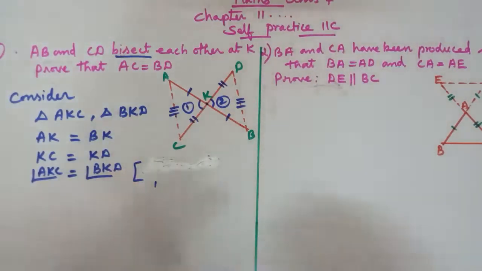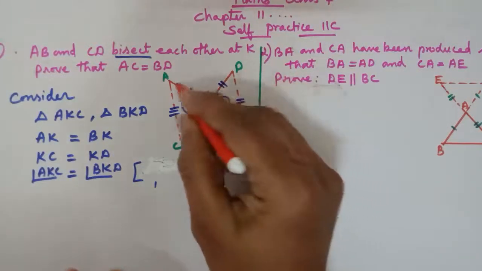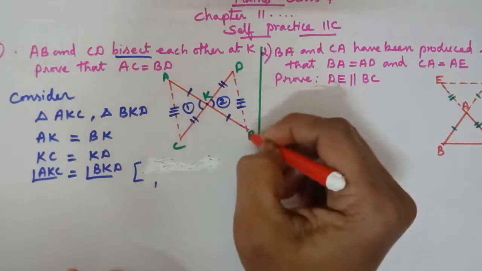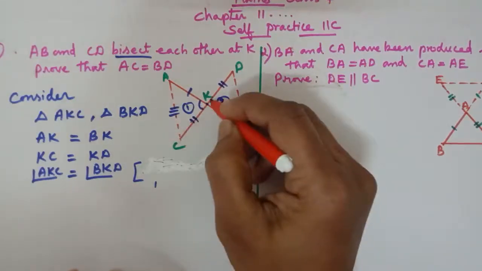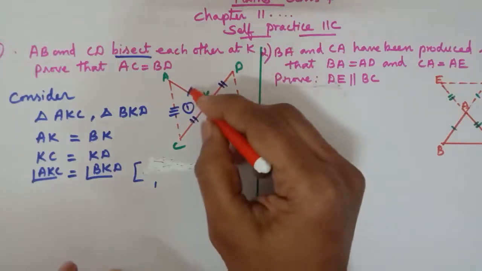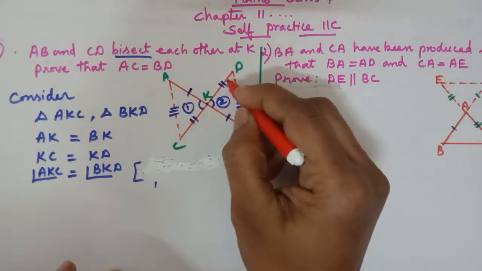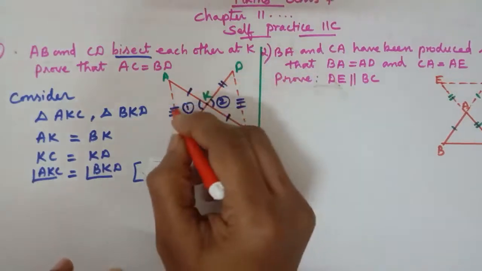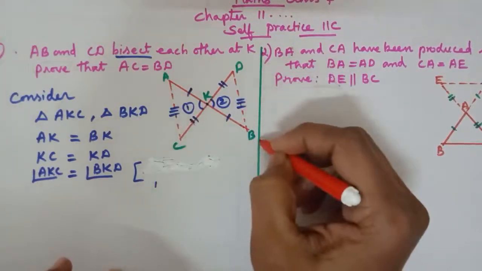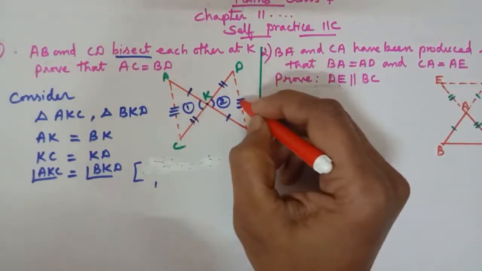Students listen, just look at this figure. Here AK is equal to KB, CK is equal to KD. That's why I have written this side is equal to this side and this side is equal to this side. We have to prove AC is equal to BD. This third side of this triangle is equal to third side of this triangle. We have to prove it.